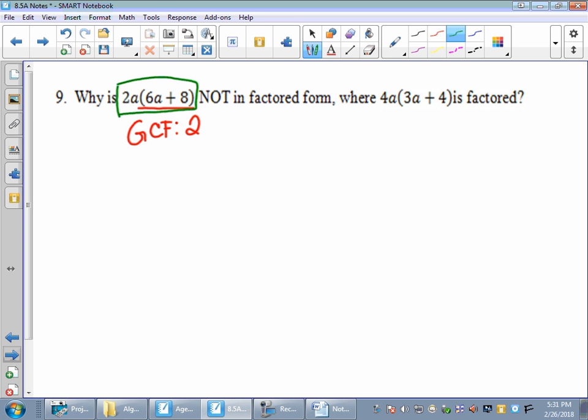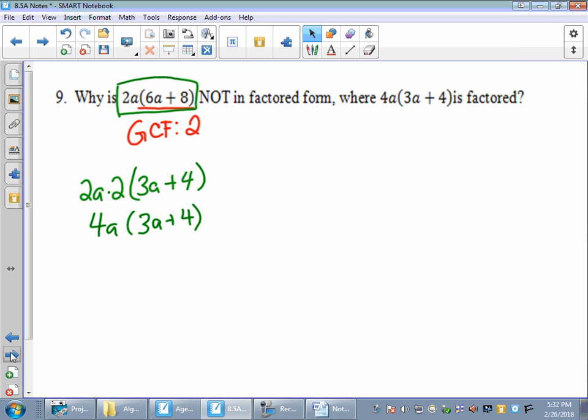I could say that I have 2a times my 2, and then what's left, divide those out. 6a divided by 2 is going to give me 3a. 8 divided by 2 leaves me with 4. Of course, I could multiply those out, and I would get my 4a times 3a plus 4. So, if you are not a big fan of having to do extra work, make sure that you find that absolute greatest common factor before you pull it out. Otherwise, it's okay, you're just going to have to do more work.